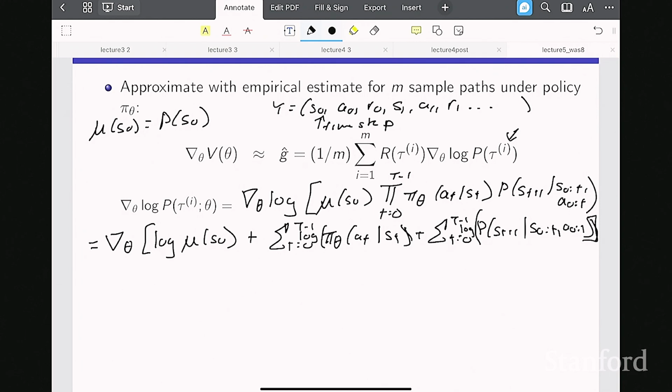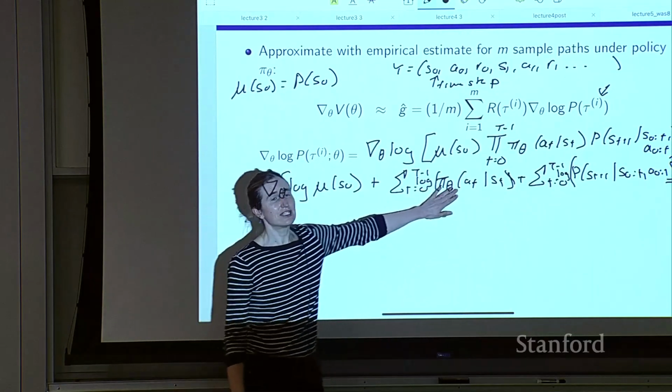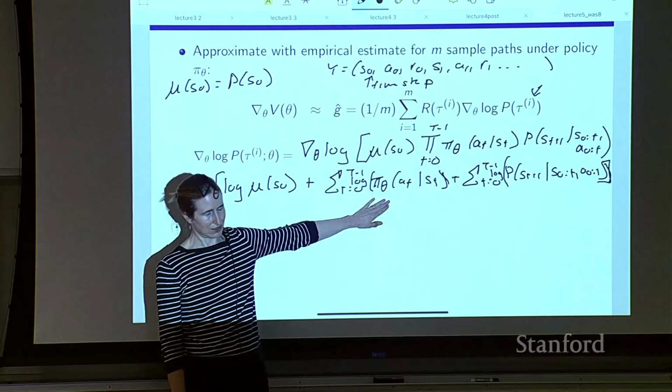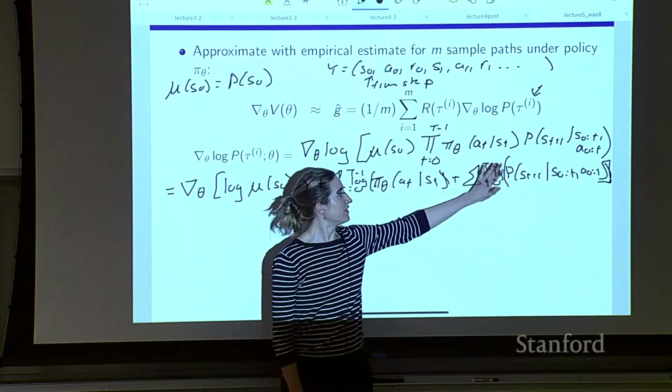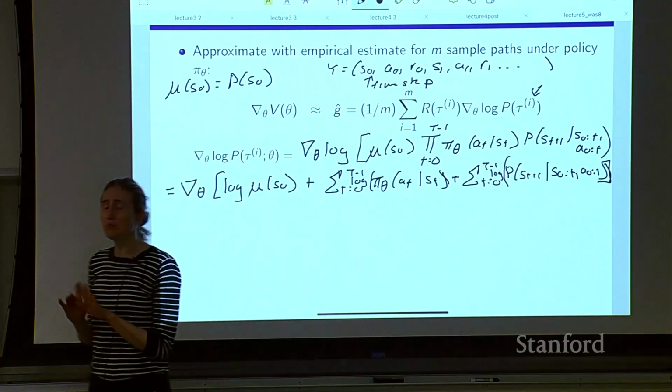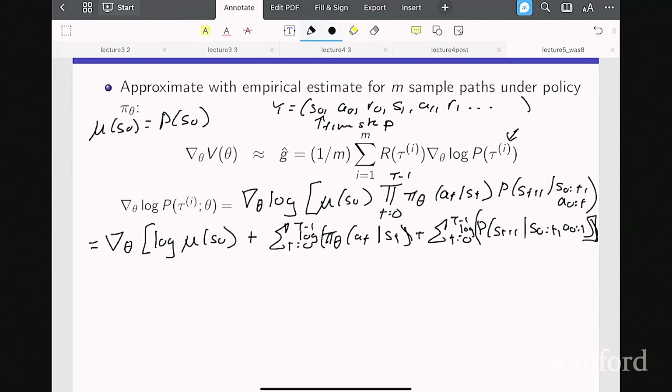So what I've done is I've just decomposed my log, but now this is really nice because this term is not a function of theta. This is just my initial starting state distribution. It has nothing to do with my policy, so this drops out. Does this part depend on my policy? Yes. Does this part depend on my policy? No. So when we take the derivative of it, it disappears. So that is beautiful because now it means we don't have to know about our dynamics model. Okay? So the only term that is still around after this is this thing.